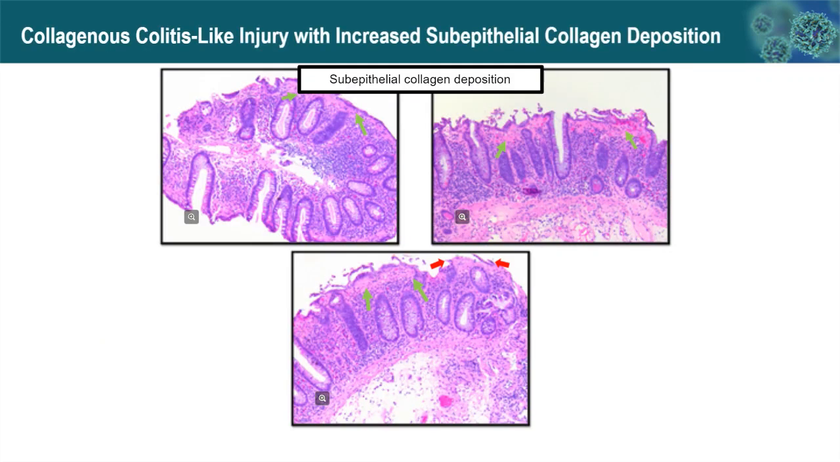A collagenous colitis pattern of injury has also been reported in patients with immune-related adverse events in the GI tract. In this pattern of injury, patients will show significant subepithelial collagen deposition in the colonic mucosa, either on the right or on the left colon. So here is an example highlighted by the green arrows wherein you can see a thick subepithelial collagen band, associated with surface epithelial colonic injury highlighted by the red arrows.